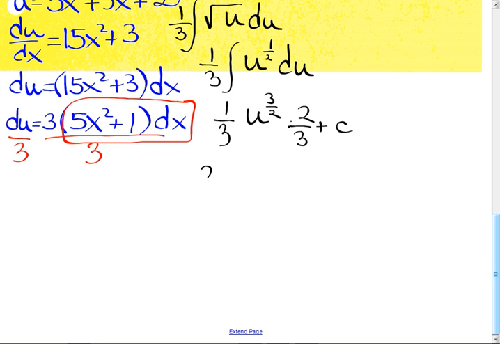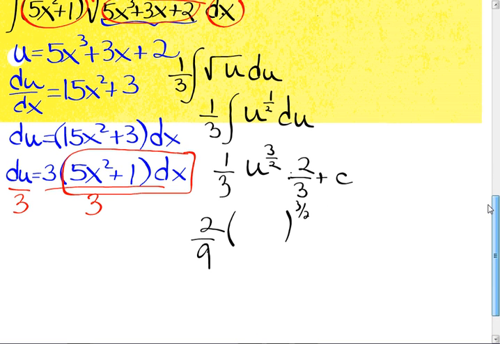So that's 2/9, because you have to be able to do that on the multiple choice part of the test. Okay, what was u? 5x cubed plus 3x plus 2. Okay, I didn't quite make it.